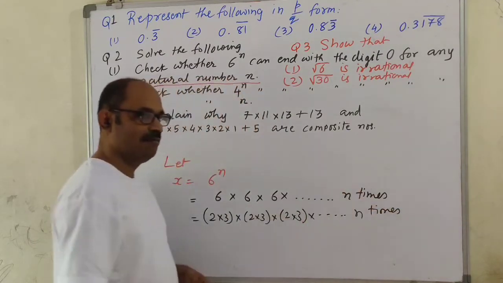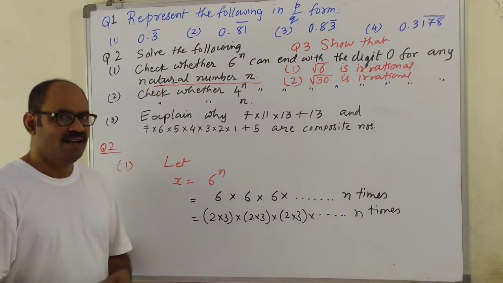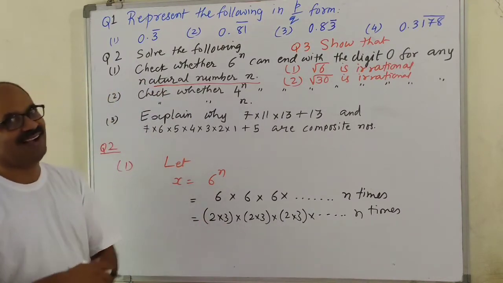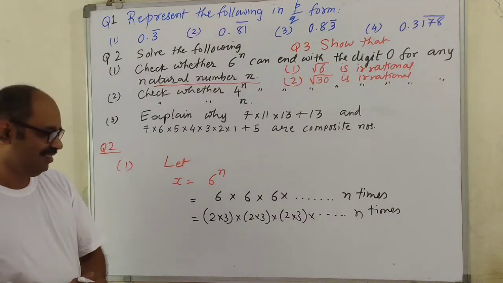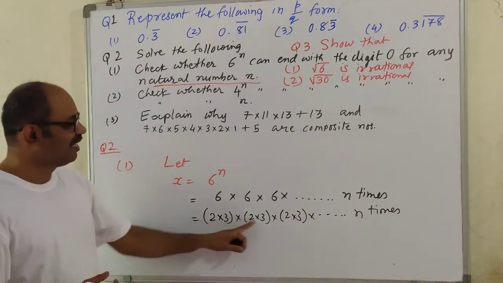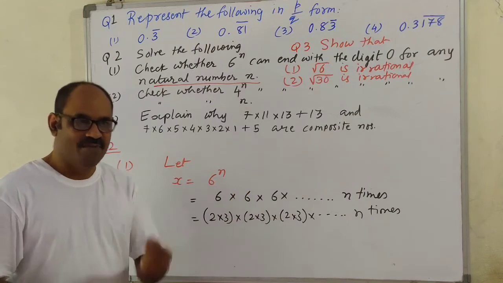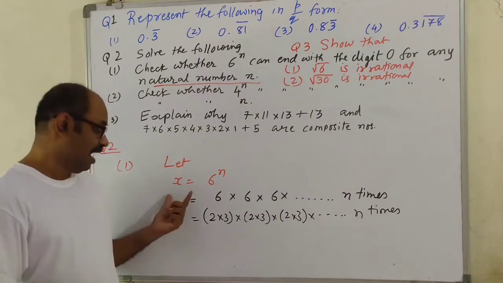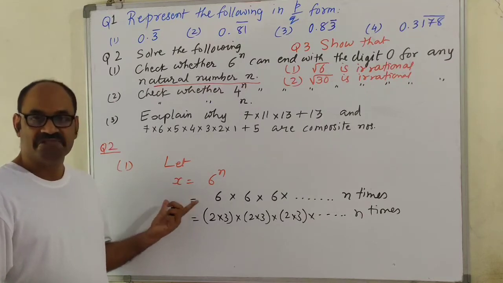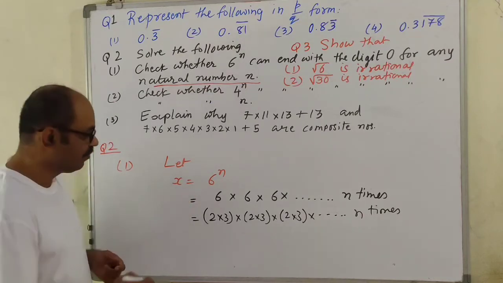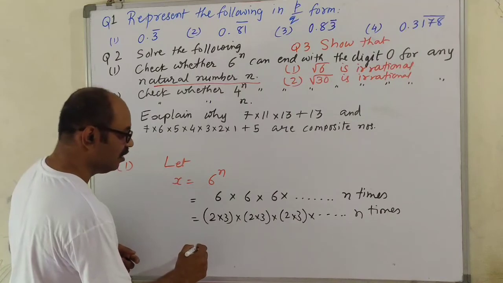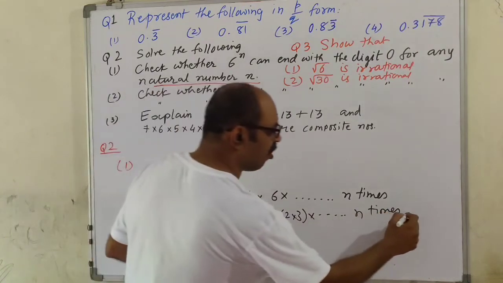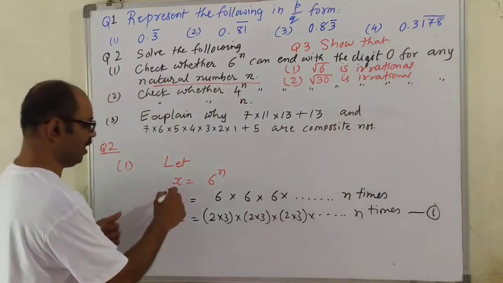बहुत सारे प्राइम फैक्टर्स हैं, लेकिन क्या आपको कम से कम एक पेयर ऑफ 2 और 5 मिल रहा है या नहीं? नहीं. Only 2 is existing, 5 is not existing. So even one pair of 2 and 5 does not exist as the prime factor of x. So it is not ending with 0. Therefore x, I'll call it 1. Here x star.